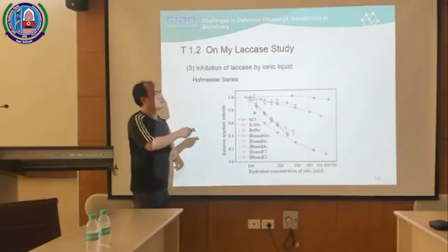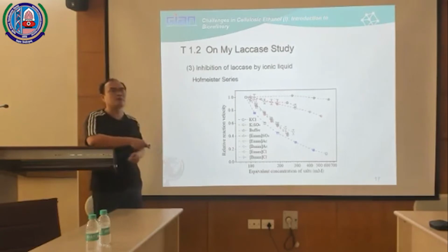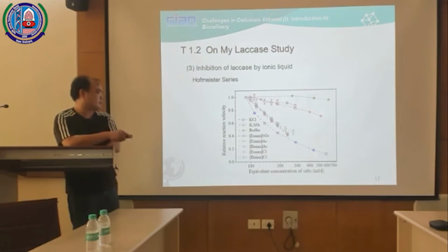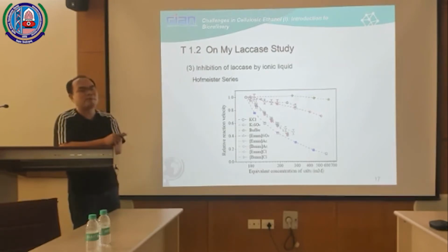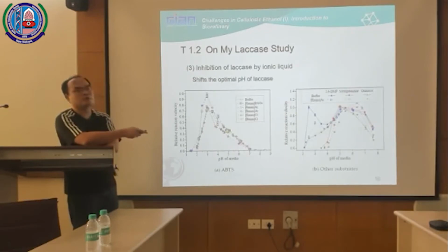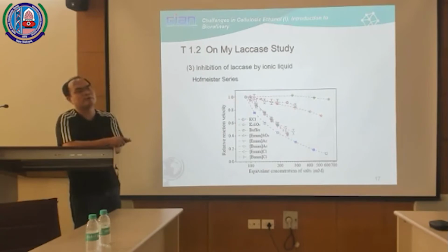The enzyme, the laccase, is very stable with increasing concentration of salts. What is the pH of the phosphate buffer? All of them are at pH 5, but different sets of treatment use different pH. This one is from ABTS with pH 5.